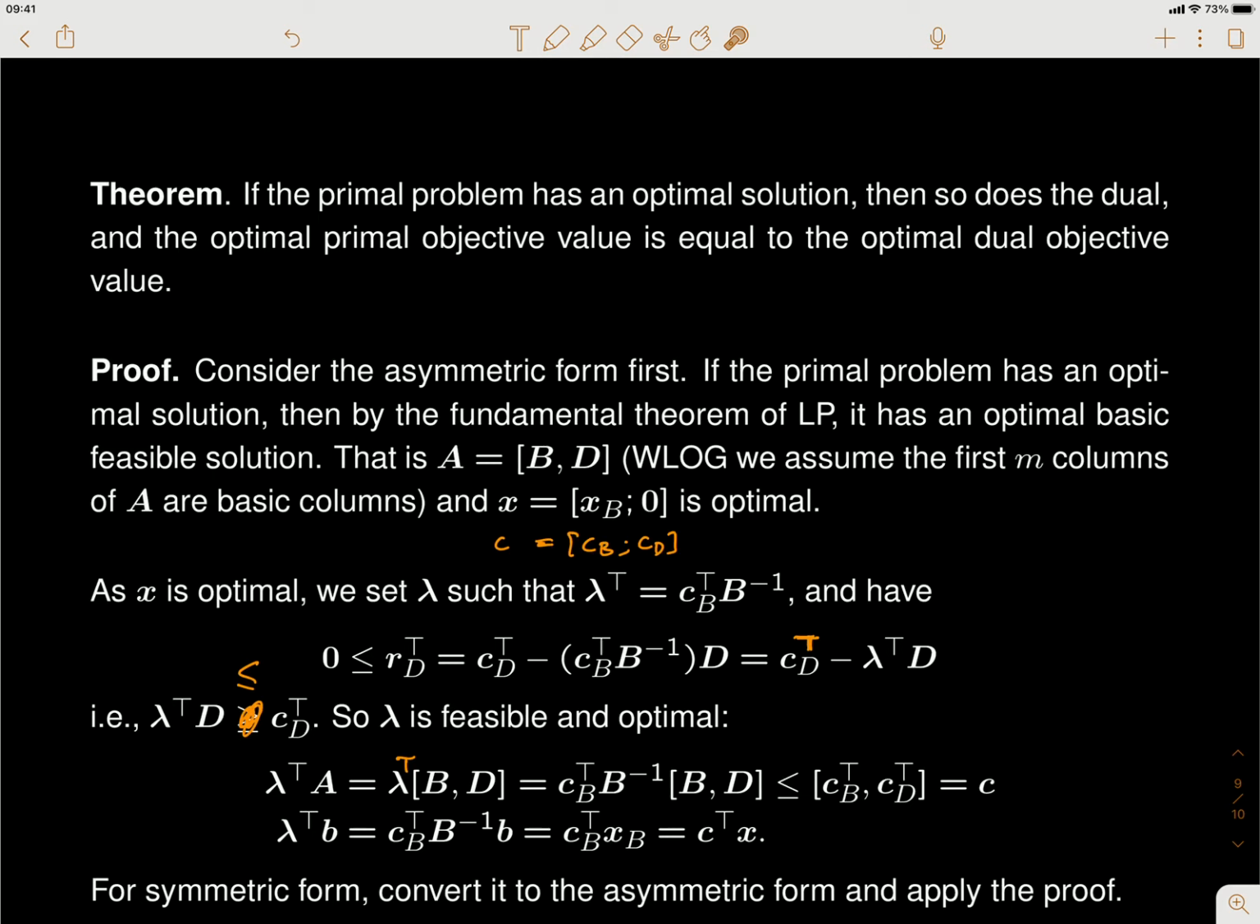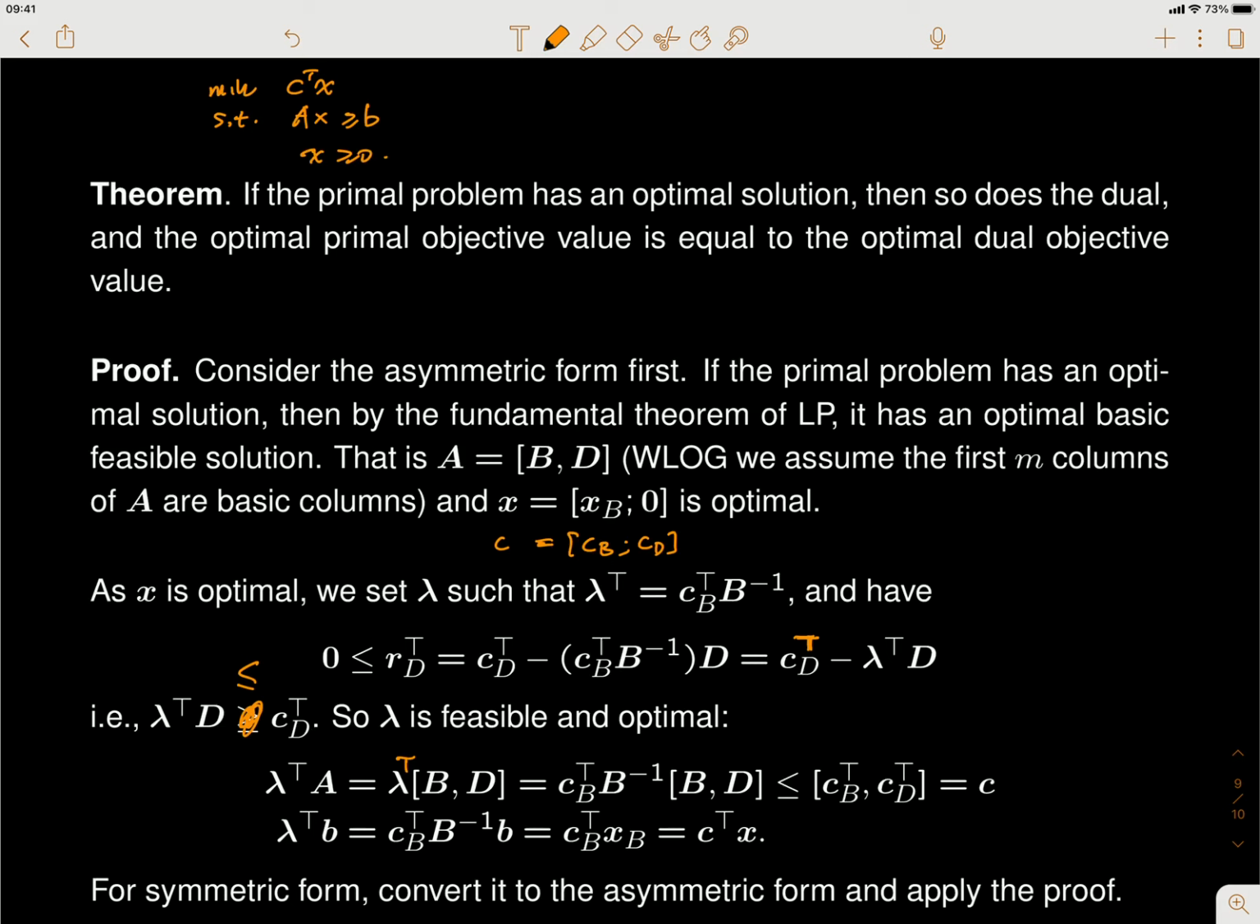And then the symmetric form is similar. We just convert the symmetric form into the asymmetric form as we did before. We showed how to convert the asymmetric one from the symmetric one, but going from a symmetric one to the asymmetric one is also not difficult. Remember that we have this minimizing, subject to the AX, symmetric form is this, right? And then X is greater than or equal to 0.